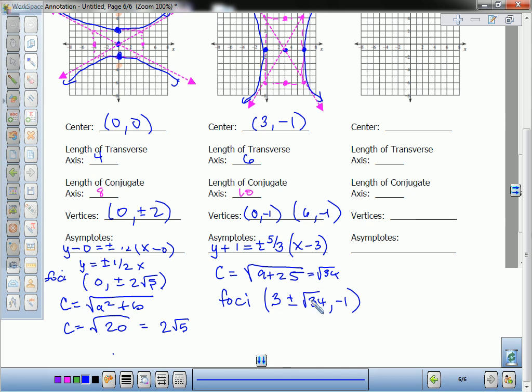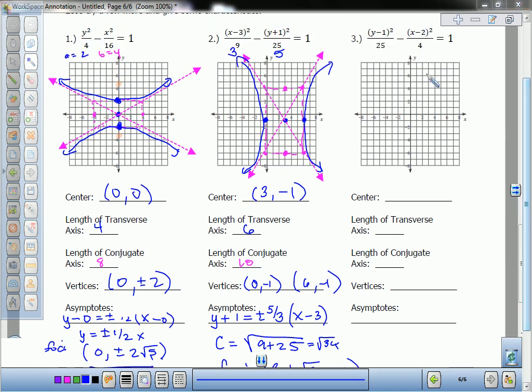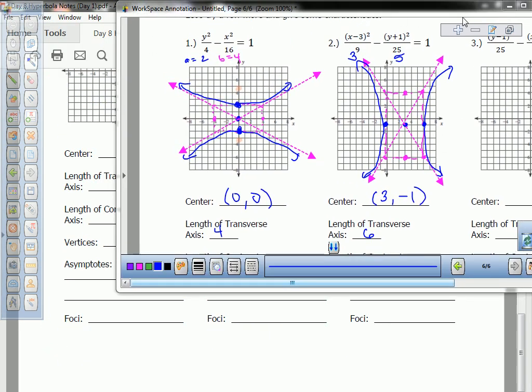So that would be, this is really close to 6. Would we have to know that? No. Okay. All right, so you try number 3.